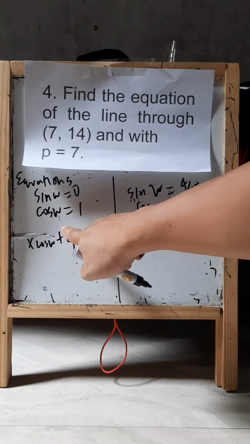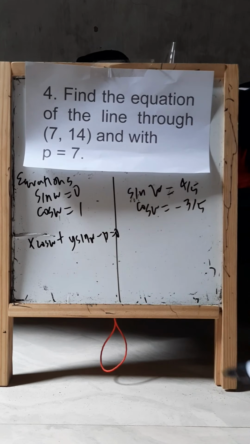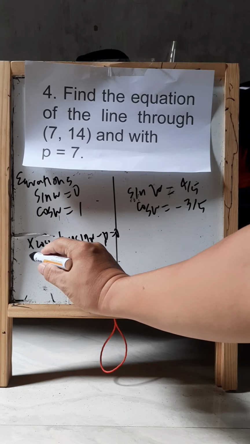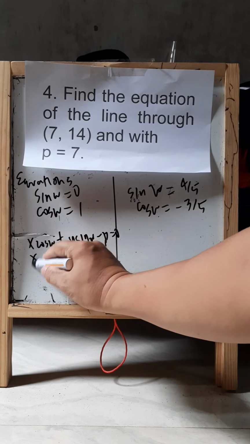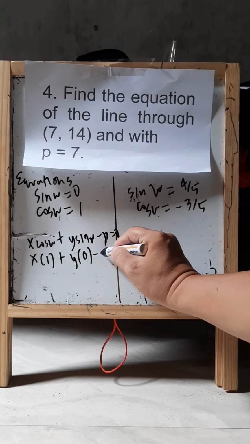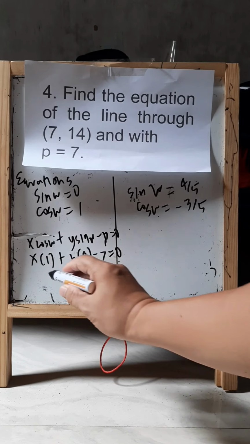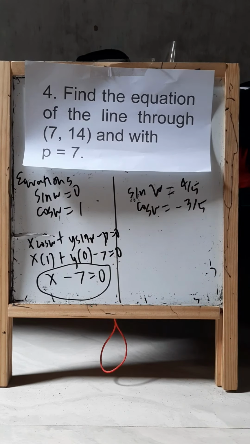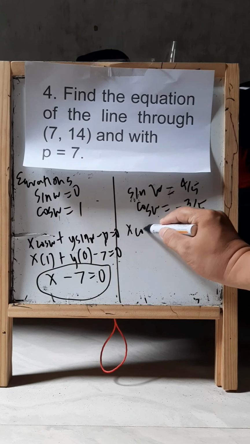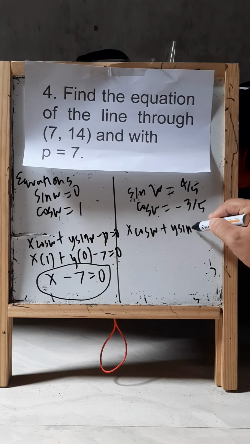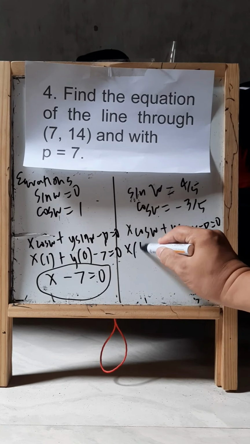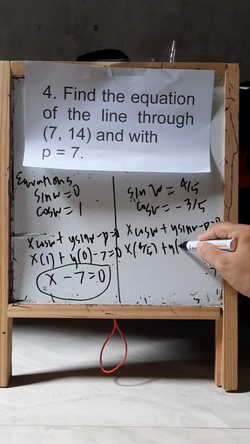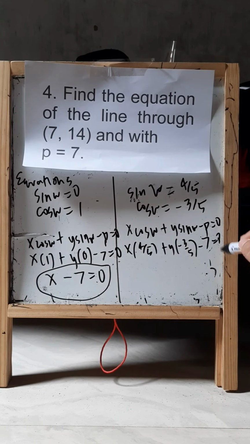x cosine w plus y sine w minus p equals 0. So we have x times 1 plus y times 0 minus 7. So x times 1 is x, minus 7 is equal to 0, kasi y times 0 is 0 na. So the equation of line 1 is x minus 7 equals 0. How about the equation of line 2? x cosine w plus y sine w minus p equals 0. Just substitute.